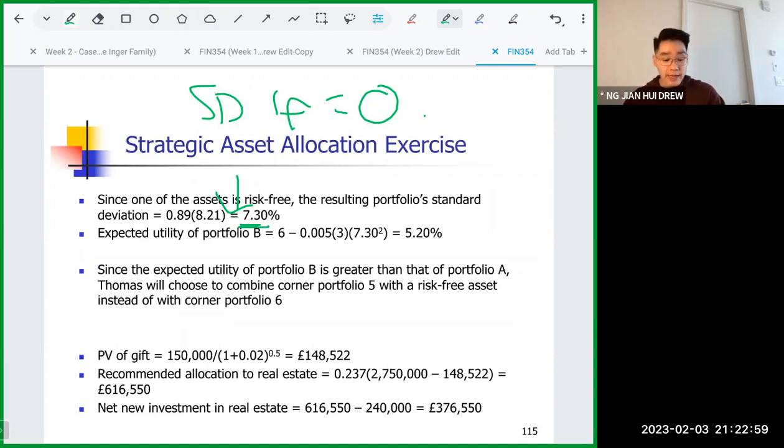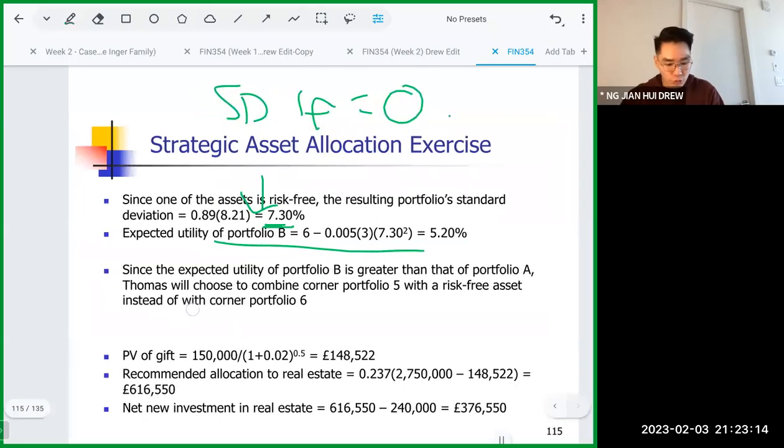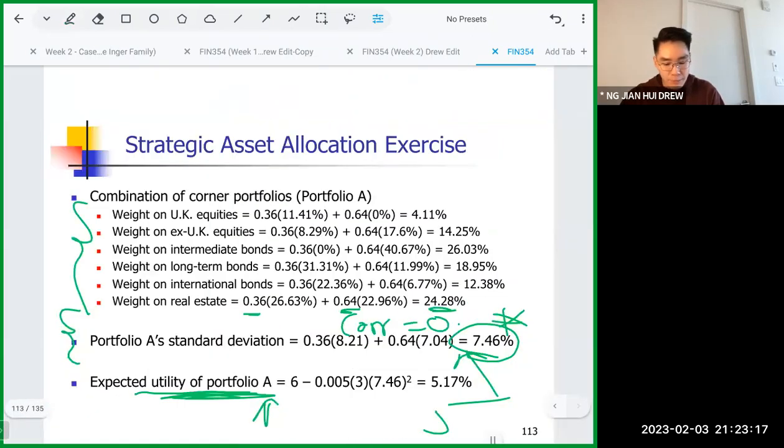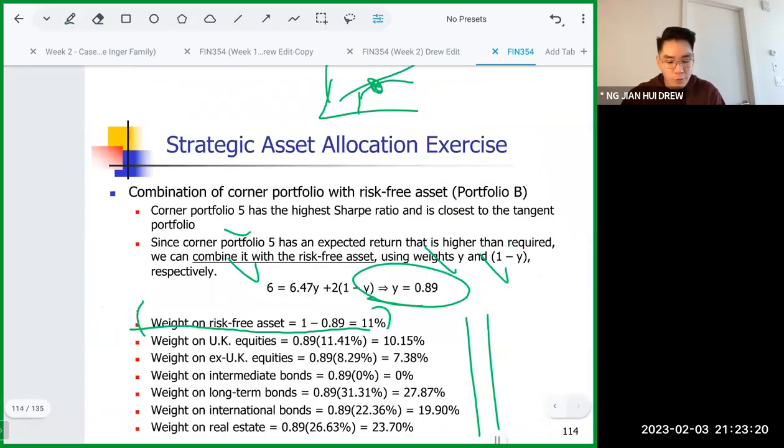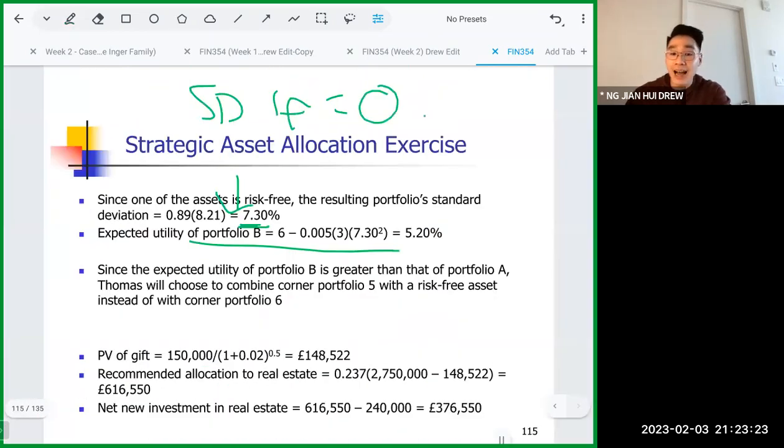Again, using this, we can calculate the utility of your investor based on the second portfolio construction. And what do we notice? Remember, when we say utility, we want to choose the highest utility. 5.2 versus 5.17. So the portfolio with the risk-free asset actually gives you a higher utility than the combination of portfolio 5 and 6. And so we should choose the portfolio with the risk-free asset. So this is done, but this is not the end of the question.